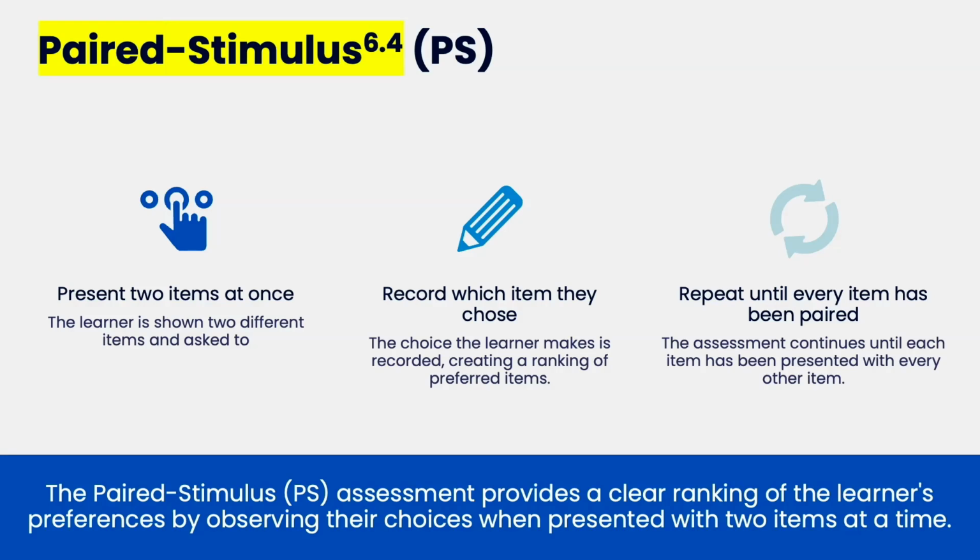Paired stimulus. This is also known as forced choice. A lot of people utilize the terminology forced choice. What you're going to do in this is present 2 items at the same time. The learner is shown 2 different items and asked to choose. You record which item they choose. The choice the learner makes is recorded, creating a ranking of preferred items. You repeat until every item has been paired against the other item.